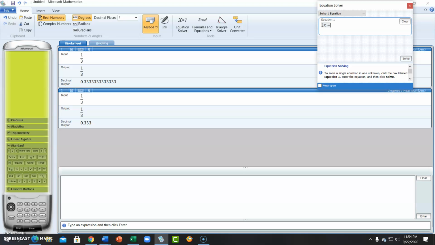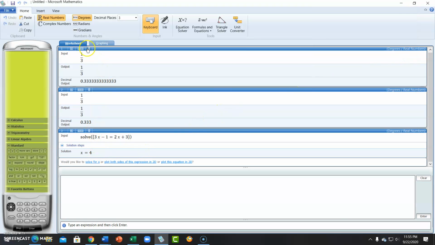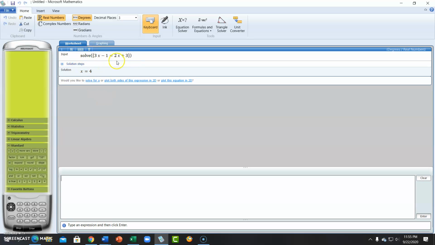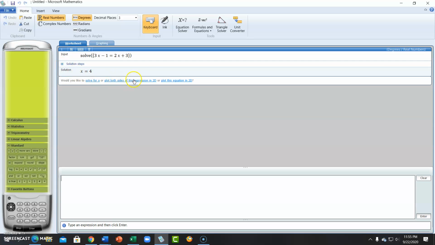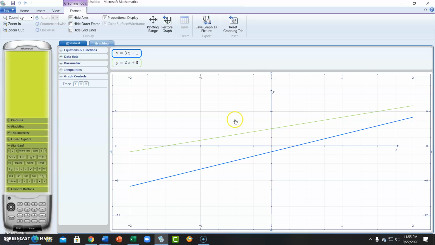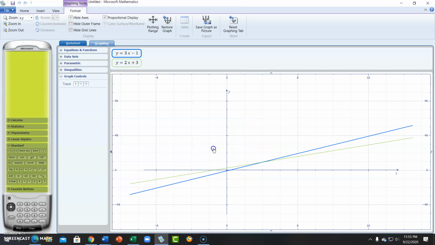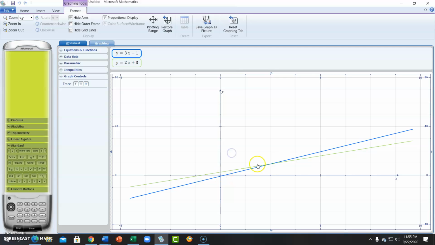So let's do 3x minus 1 is equal to 2x plus 3. I'll select solve, and now we see it here in our worksheet. And the solution is x equals 4. I can show the solution steps. And also, if I wanted to, I could plot it on the graph. And so now I see it here on the graph. I can see where over here is 8, so x is equal to 4, and that is where the lines intersect, which is also where the solution of the equation would be.